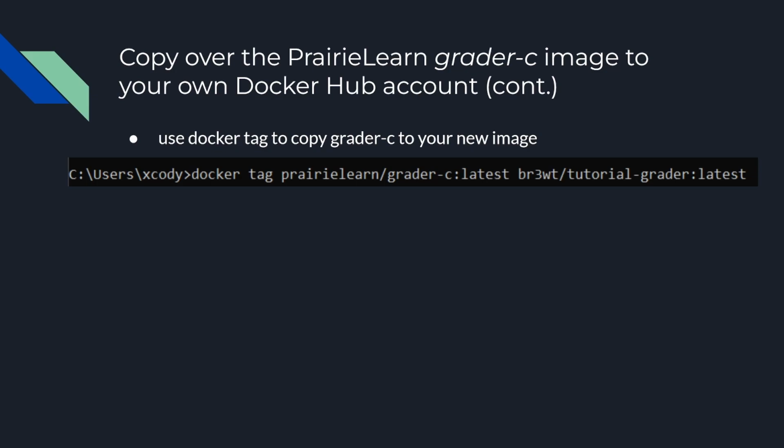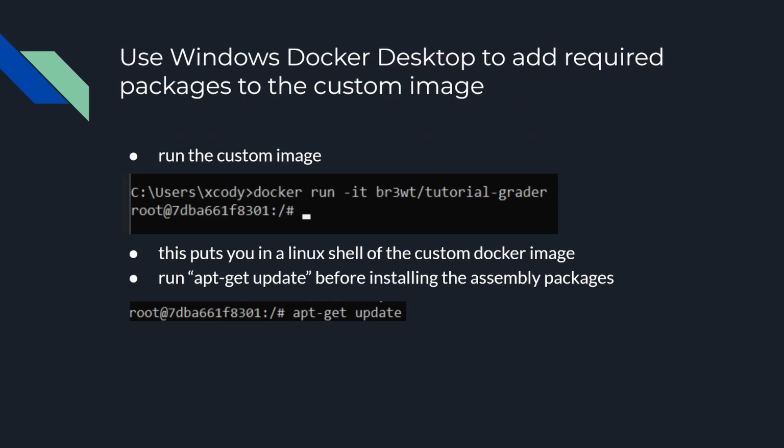We're going to tag Grader C, and you can include that :latest at the end too, the colon latest. That's essentially branches in Docker. So latest is going to be like a main branch if you're familiar with GitHub. So you're going to tag the PrairieLearn image to your own image, whatever name that is. For my example, BR3WT, and then my image name is tutorial-grader. You'll replace that with whatever your image name is. So after you're done with that, we want to docker run our image that we just tagged.